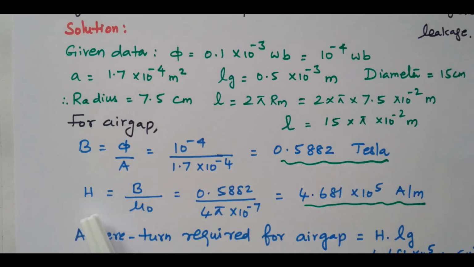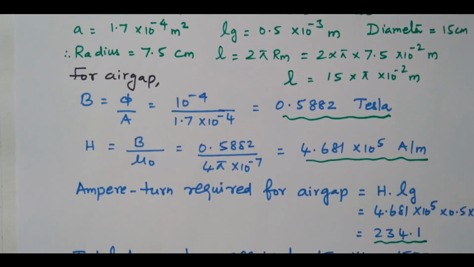Now we'll go to the magnetic field intensity. H equal to B divided by mu naught, that is, B equal to mu H. From that, H equal to B divided by mu naught. We need to find mu R. This is for the air gap. Mu R is 1 for the air gap. So the B value we calculated, 0.5882, divided by mu naught, which is the constant absolute permeability 4 pi into 10 to the power minus 7. After simplifying, we got 4.681 into 10 to the power 5 ampere per meter. The magnetic field intensity is also calculated.